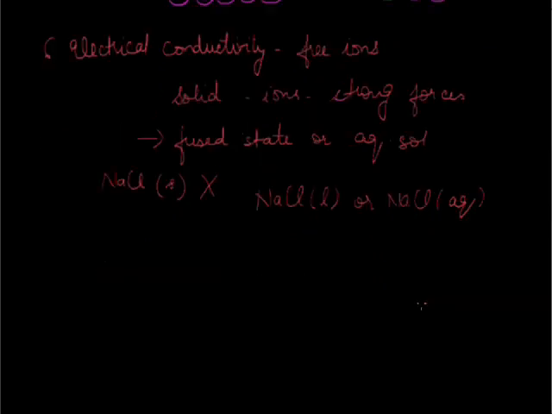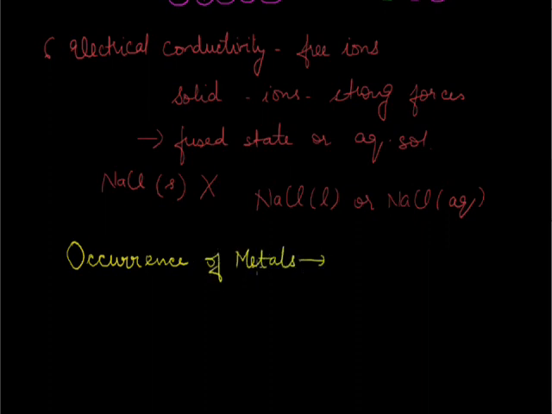Now we come to the occurrence of metals. All metals are present in the Earth's crust either in their free state or in the form of their compounds. The most abundant metal in the Earth's crust is aluminium. Then second most is iron. And the third most abundant metal is calcium.